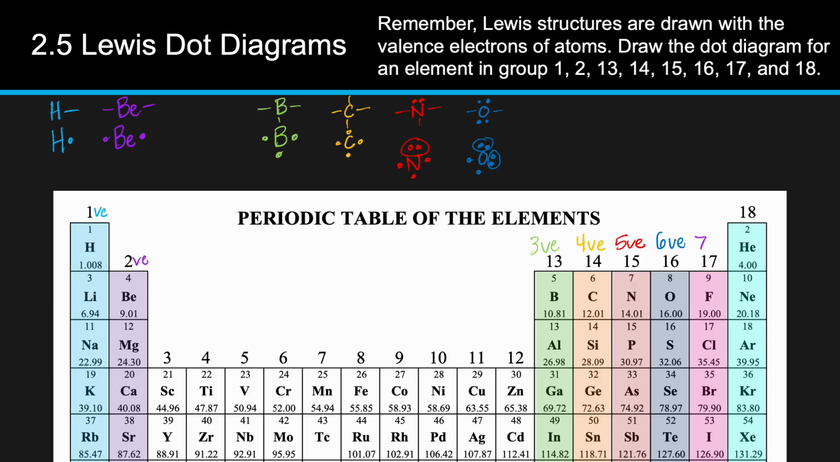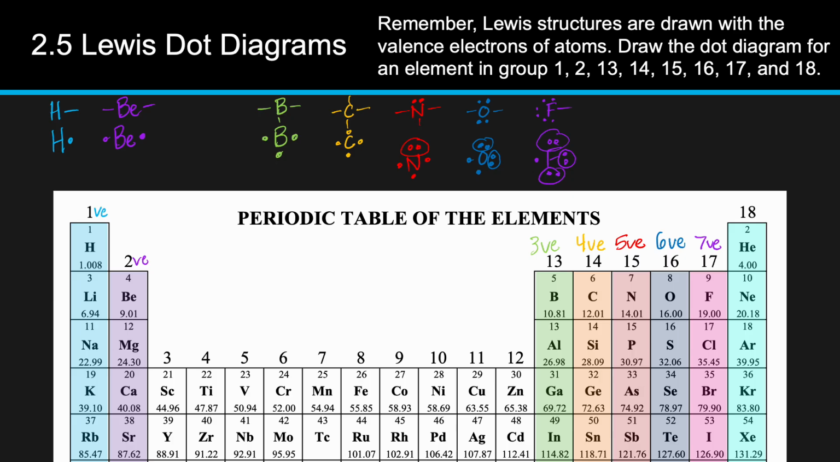Those will have 7 valence electrons. So if we're doing fluorine as an example, we have 1, 2, 3, 4, 5, 6, 7. So you can see typically a halogen is going to have 3 lone pairs and 1 bond. So fluorine with 1 bond and 3 lone pairs.